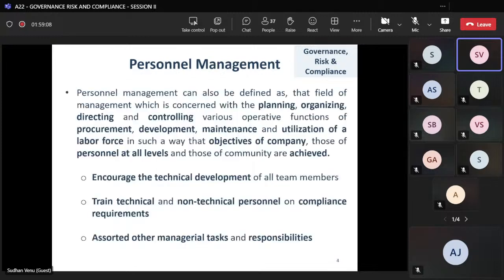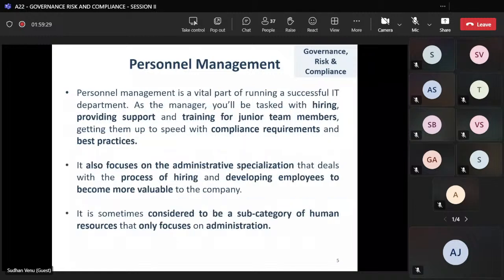So that is what we call personal management, in order to achieve the objectives of the company, at all levels of personnel, and to increase their technical development and that of all the team members, training technical and non-technical persons, handling compliance requirements, and assorted other management tasks and responsibilities. And personal management is a vital part of running a successful IT department.